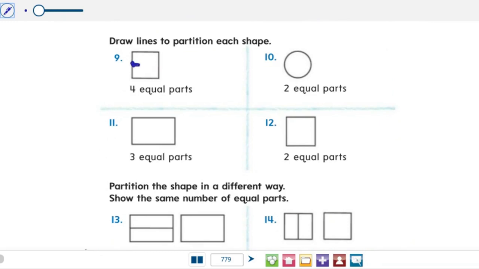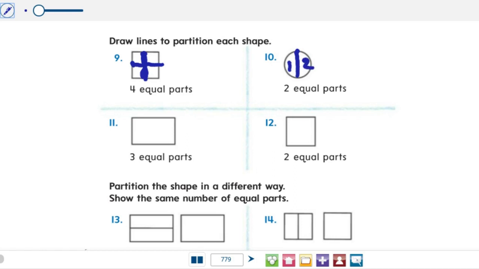Well, I'm going to go ahead and cut it across. This is just like the one we have on the other side. And then down, and my line's a little squiggly. All right, but there we go. So we've got 1, 2, 3, 4 equal parts inside of here. For number 10, it says 2 equal parts. 2 equal parts. Well, for this one, I'm going to go ahead and go straight down just like that. And now I've got 1 and 2 equal parts.